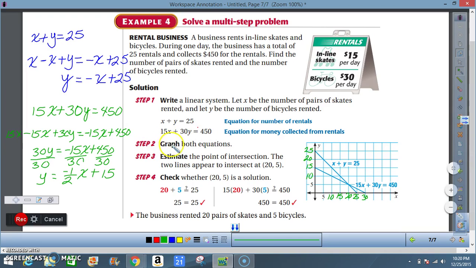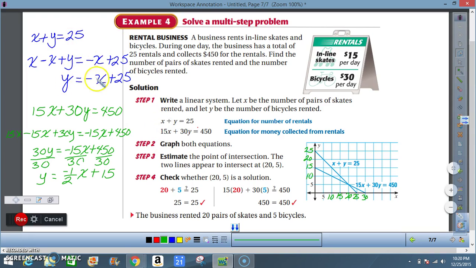Step 2. Graph both equations. Step 3. Estimate the point of intersection. Okay, we're going to go back over to step 2 and graph both equations. Remember, before we graph, we want to put it in y equals mx plus b form. So with the first equation, we're going back.